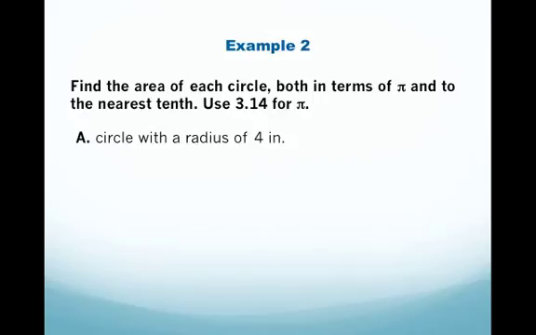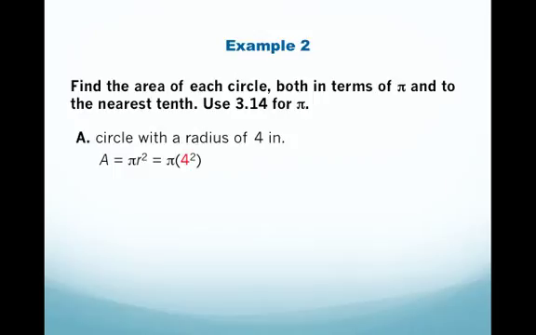Example 2. Find the area of each circle both in terms of pi and to the nearest tenth. Use 3.14 for pi. A circle with a radius of 4 inches. We're going to use the formula A equals pi times r squared. And instead of r, we're going to plug in 4 for the radius. So we should get pi times 4 squared.